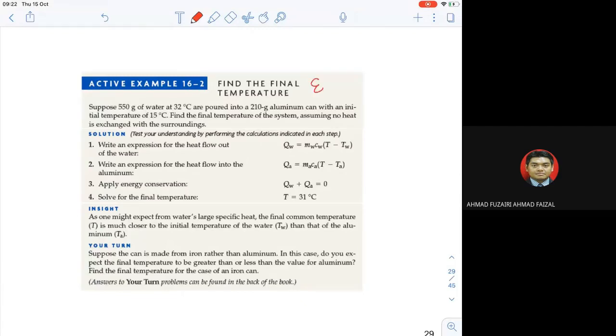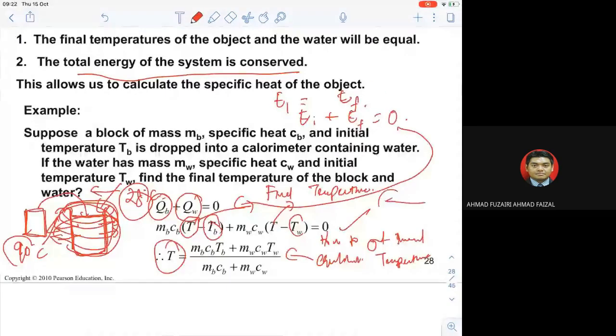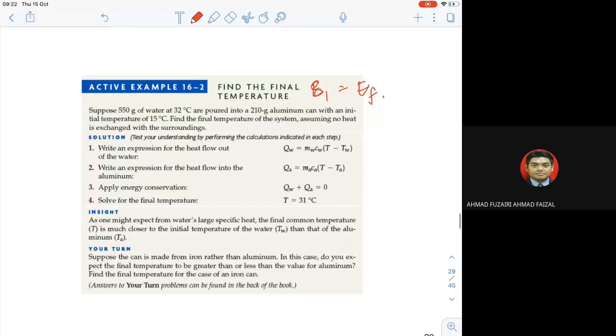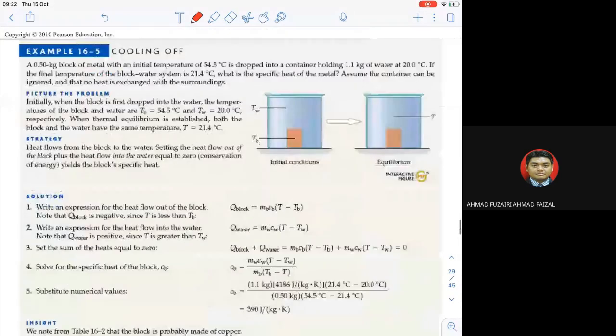We can use energy initial equals to energy final, like the one we did in the previous part here. So use this part. You can try it on your own to get 31 degrees Celsius. Okay, maybe we can use this part.